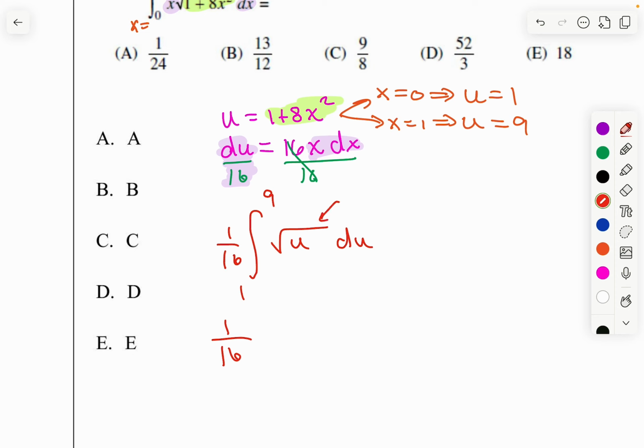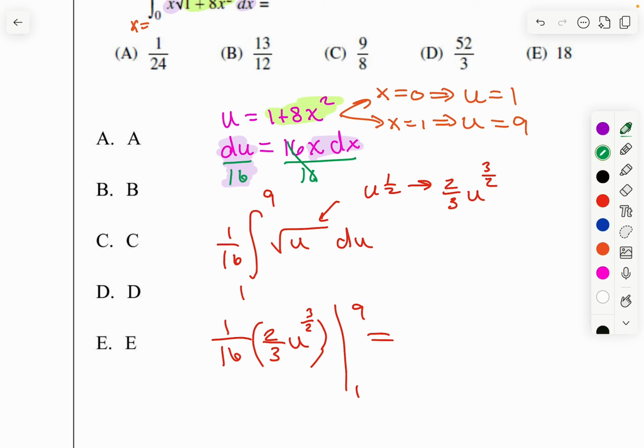We want to think of this as u to the 1/2 to take its antiderivative, which would be 2/3 u to the 3/2. So 2/3 u to the 3/2, evaluated from 1 to 9.